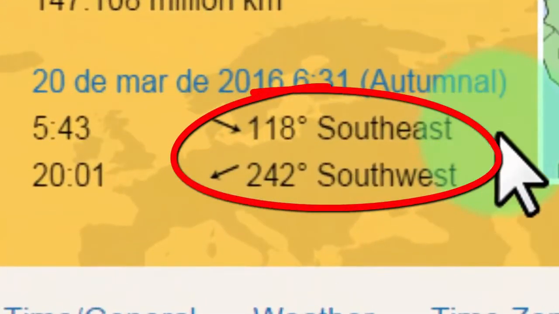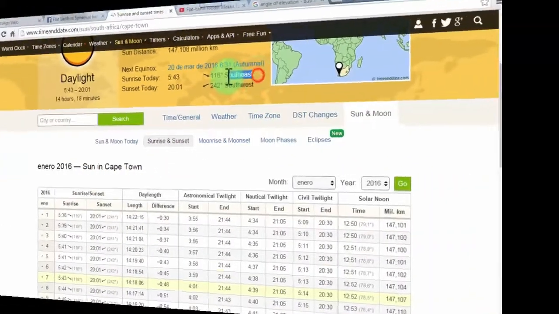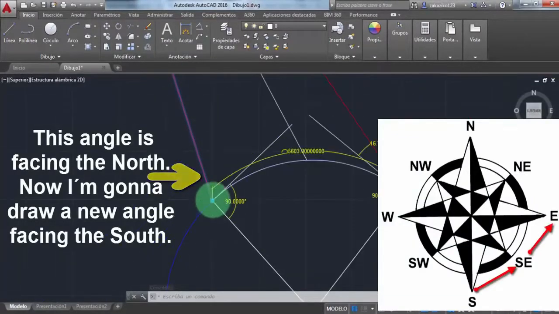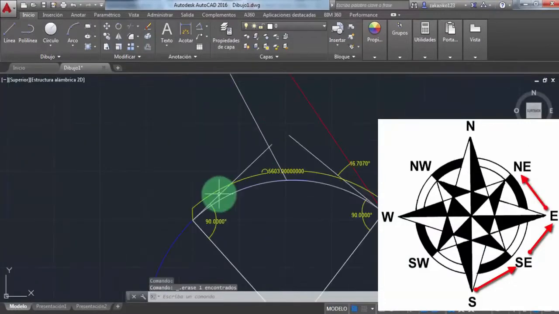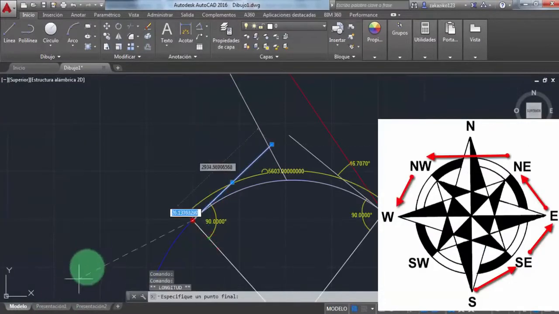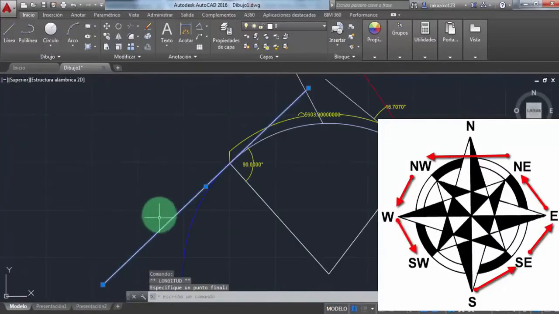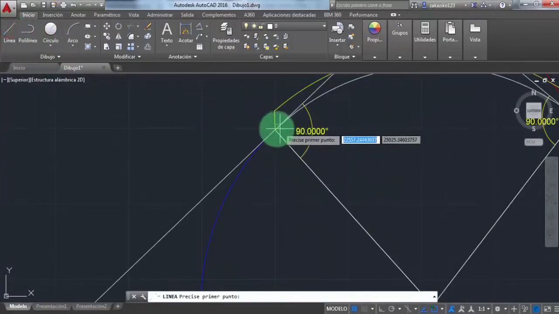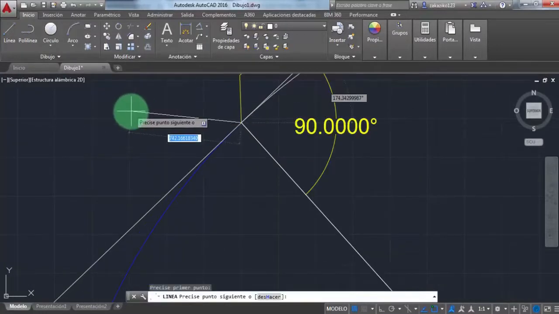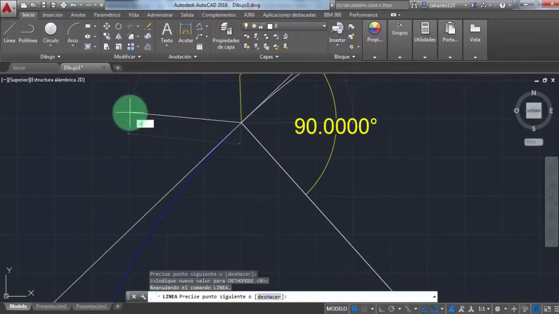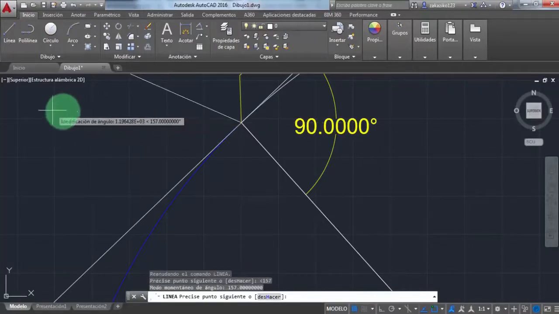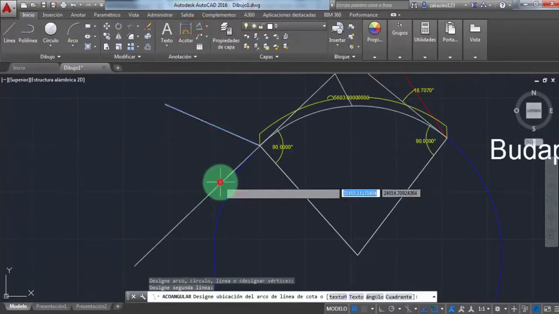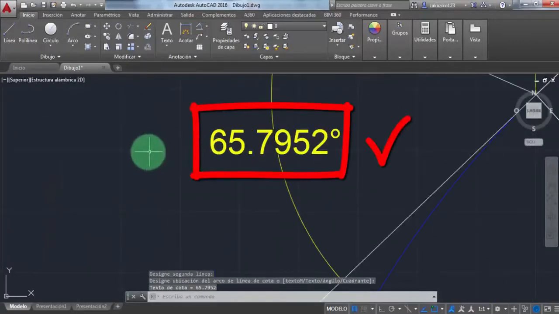The website says that in January, the sun in Cape Town rises in the south, and then it moves to the southeast, and then to the east, and then to the northeast, and then to the northwest, and then to the west, until it finally sets in the southwest. Now I don't know how that is possible on the ball Earth, but it's okay. Change the directions and see what's gonna happen. There you go, 65 degrees to the south.